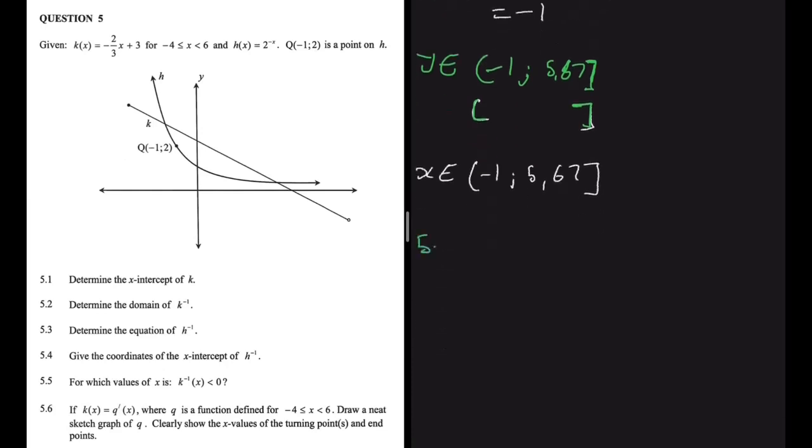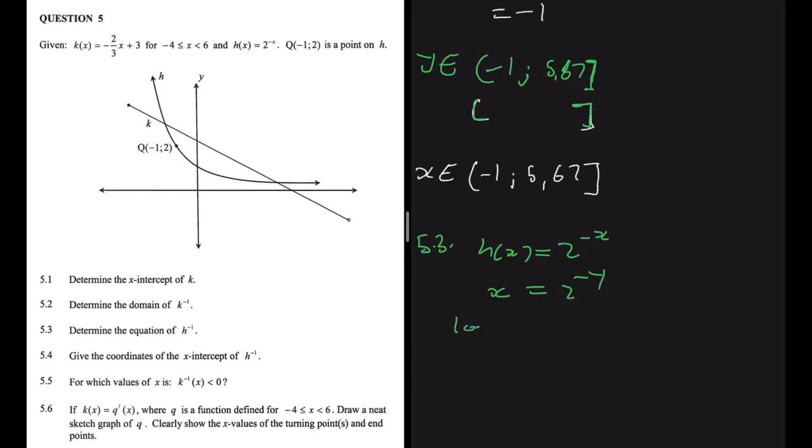So 5.3 is saying that let's determine the equation of h inverse. So we have h of x being equal to 2 to the minus x, right? In order to find the inverse, we have to swap x and y and solve for y. So let's go ahead and do that. If we do that, we're going to get x being equal to 2 to the minus y. So now we have y as an exponent.